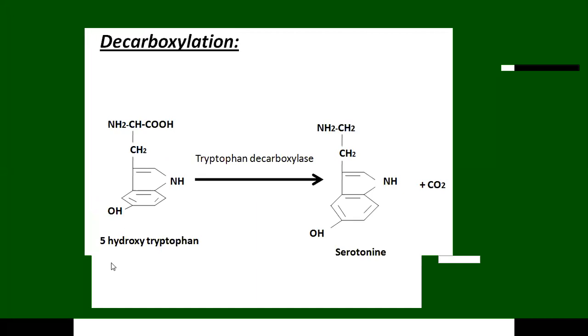Now this one, 5-hydroxytryptophan, and the enzyme tryptophan decarboxylase. Here you can see carbon dioxide is produced, and this compound is known as serotonin. And serotonin is also one kind of neurotransmitter. So how many neurotransmitters do you have? Three: dopamine, serotonin, and GABA.